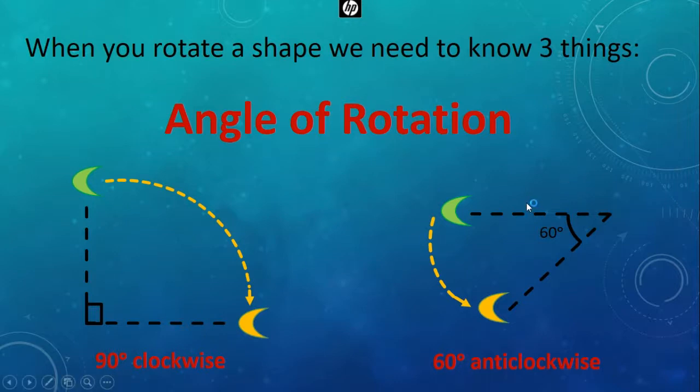In the second picture, from the green moon to the yellow moon, we're actually moving in the opposite direction this time, so we're moving this way following the arrow, and that would be anti-clockwise. The angle, if we drew an angle between the moons, this is the point at which it's been rotated, the angle would make 60 degrees. So we would describe that rotation as 60 degrees anti-clockwise.